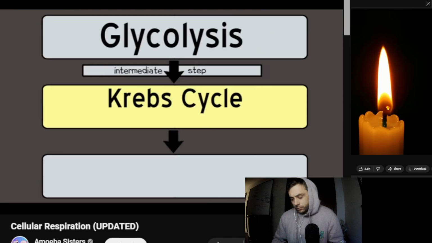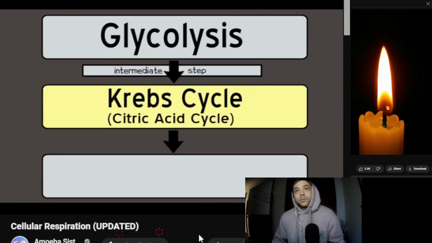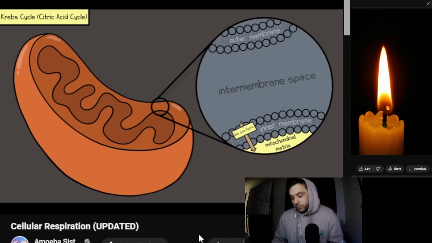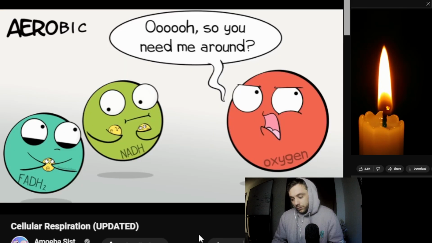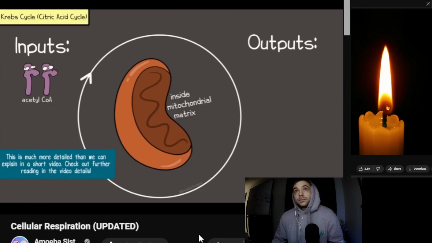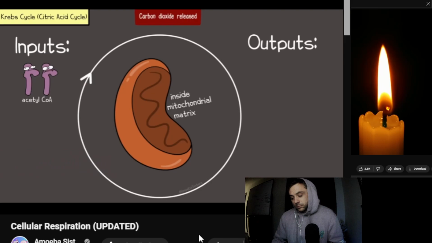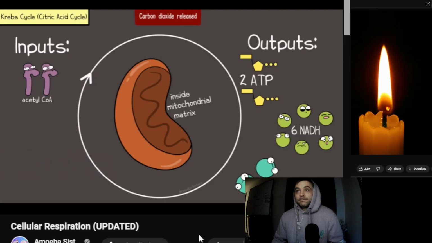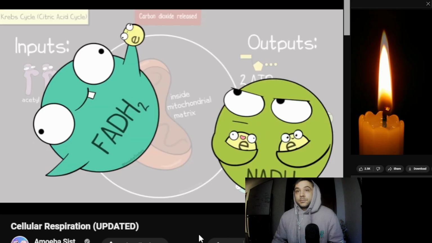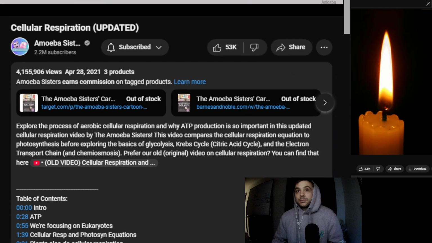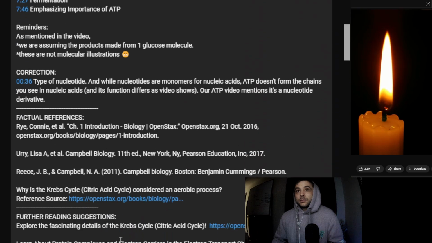Step 2, the Krebs cycle, also called the citric acid cycle, still in the mitochondrial matrix. The citric acid cycle is considered an aerobic process. While the cycle doesn't directly consume oxygen, some of the events in the cycle need oxygen to continue. To learn more about this intricate cycle where the 2 acetyl-CoA will enter, check out the further reading suggestions in the video details. Carbon dioxide is released. We also produce 2 ATP, 6 NADH, and 2 FADH2. FADH2 is also a coenzyme, like NADH, and it will also assist in transferring electrons to make even more ATP.